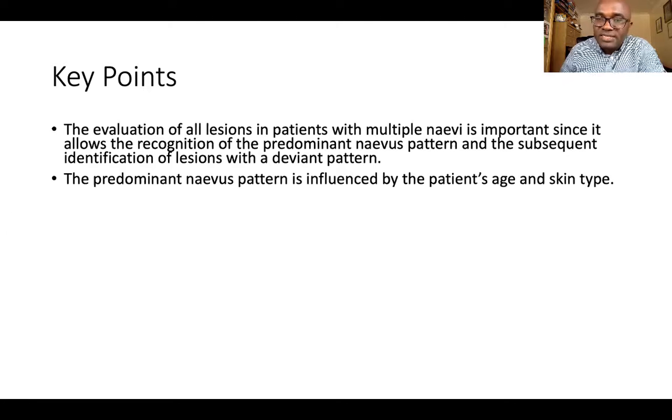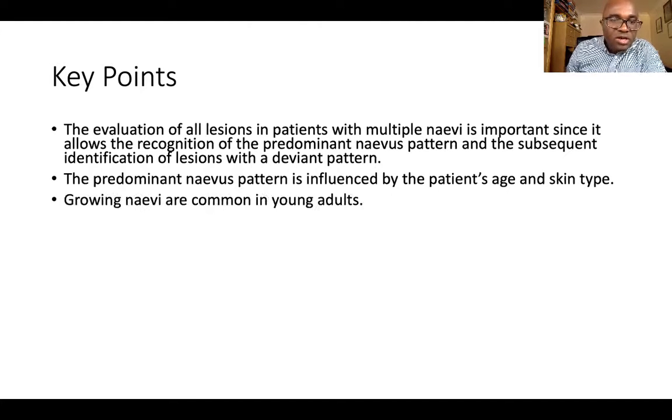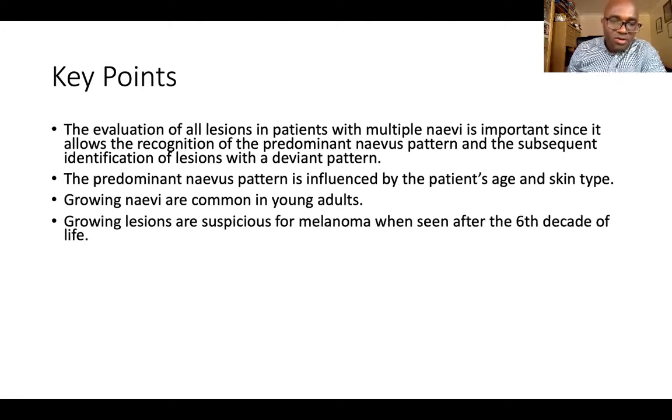As I say, with skin type, the darker your pigmentation, the more you tend to get a darker tinge in the middle of the mole and a pale network at the periphery in a benign melanocytic nevus. Growing nevi are common in young adults. Growing lesions are suspicious for melanoma when seen after the 6th decade of life. If you see any growing lesion in the over 60s, worry about melanoma.